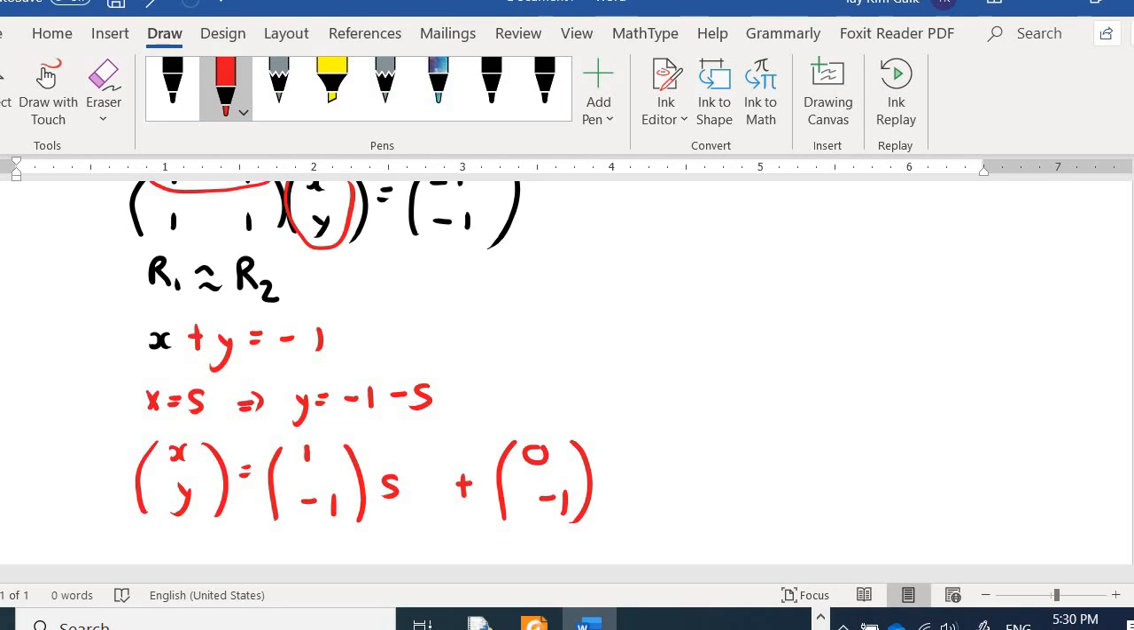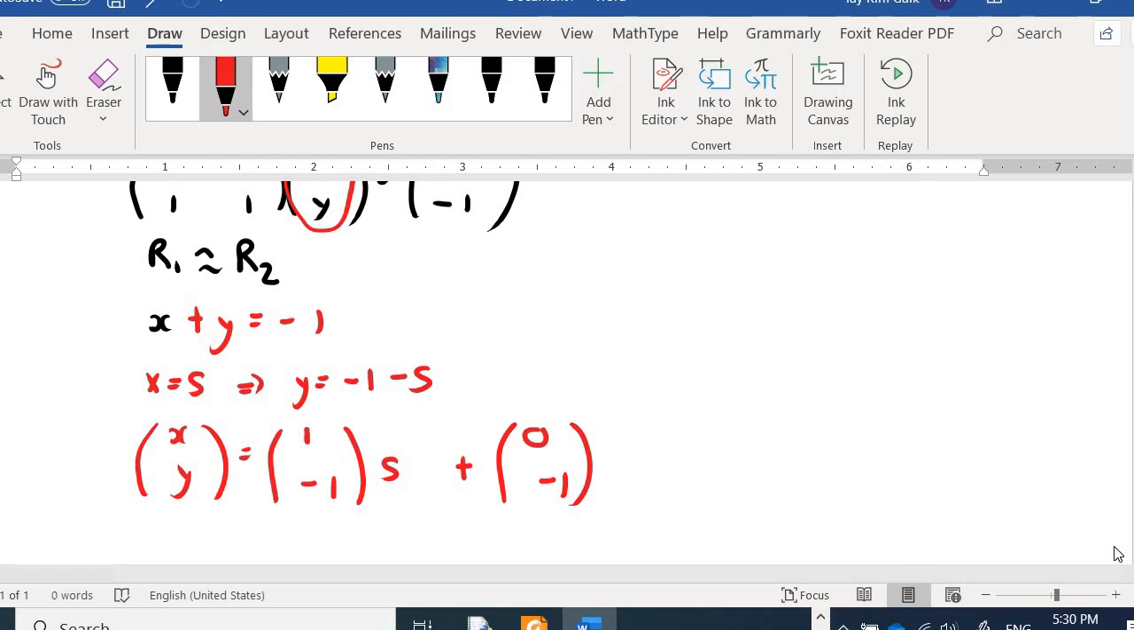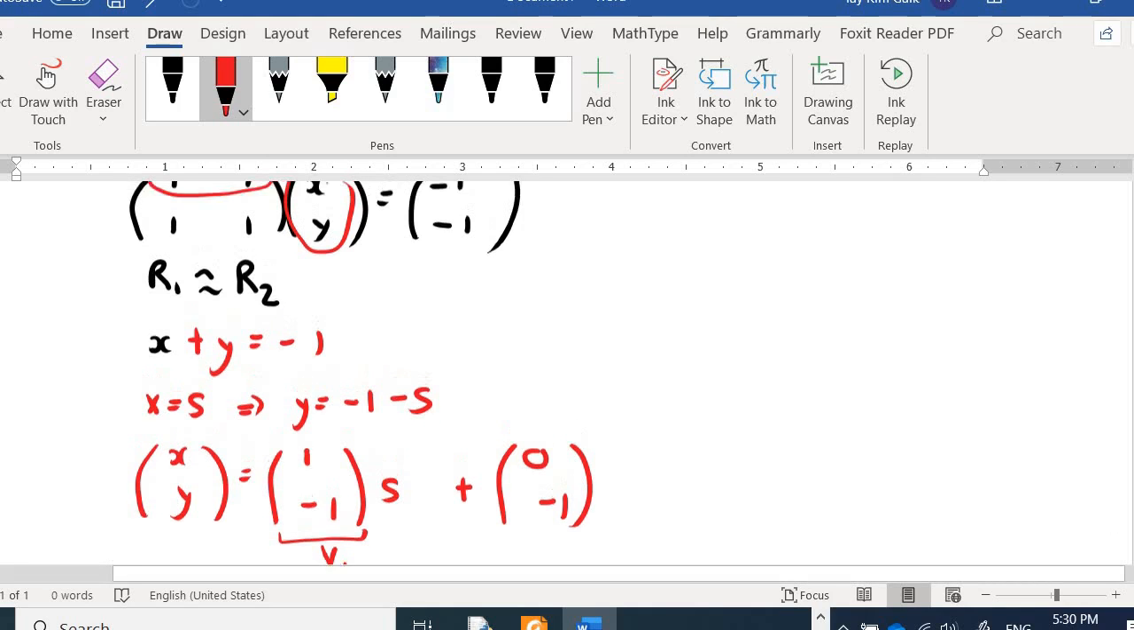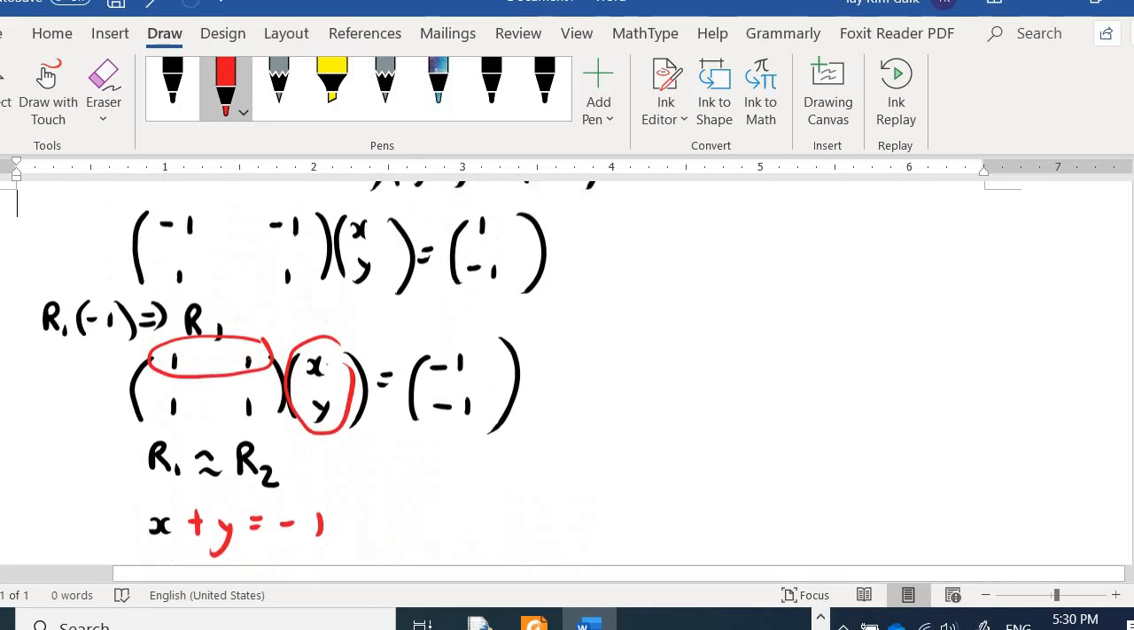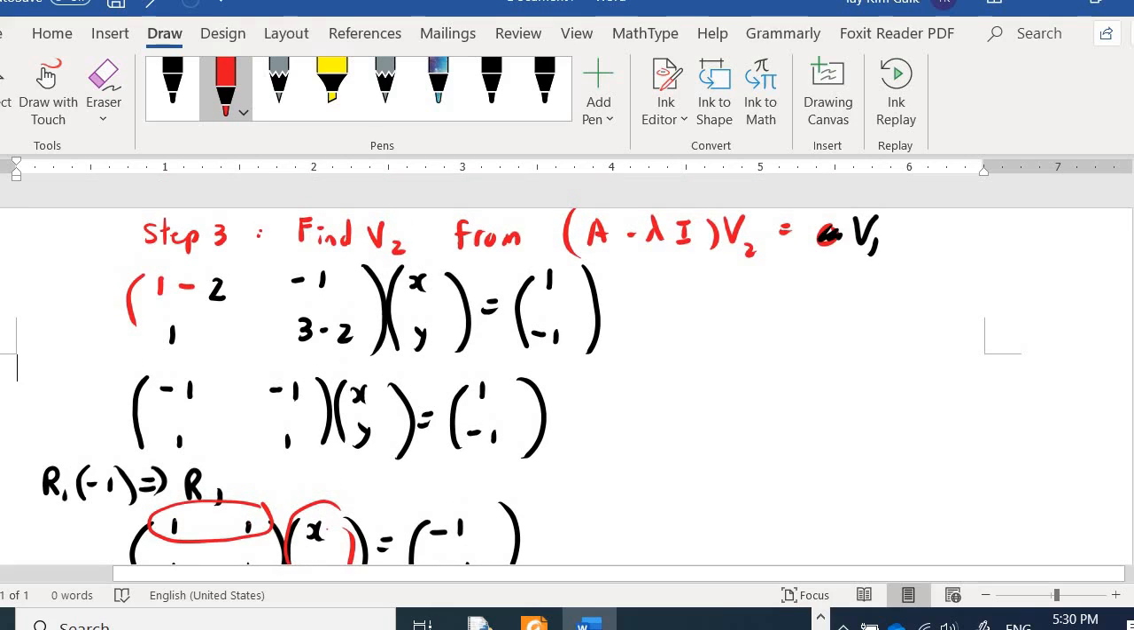So you can see that you must use the same assumption so that the vector that is dependent on the s will be equal back to your v1. If you don't use this pattern, it won't get back nicely. So I repeat one more time. Okay, to find the V2 for repeated eigenvalue, you solve (A minus lambda I) V2 equal to V1.